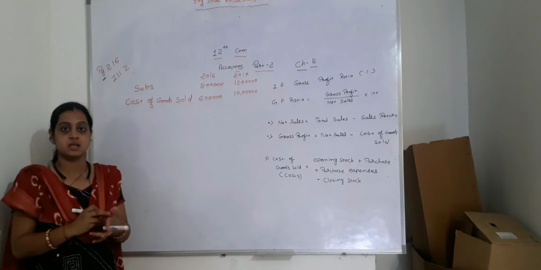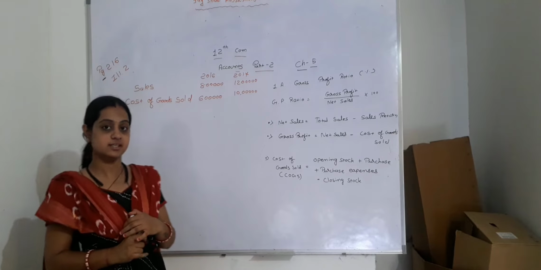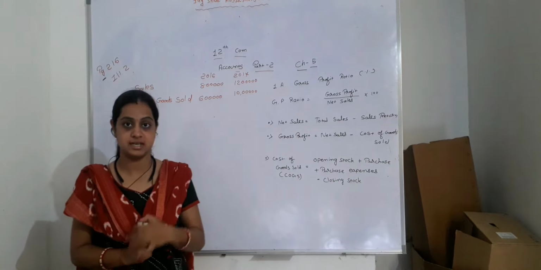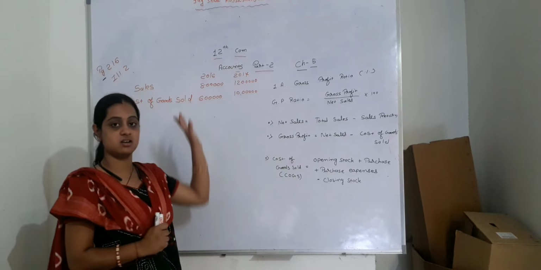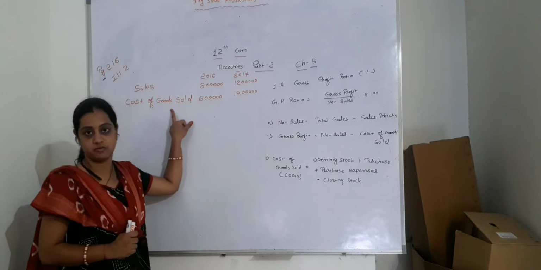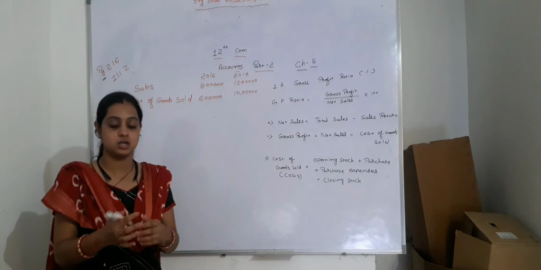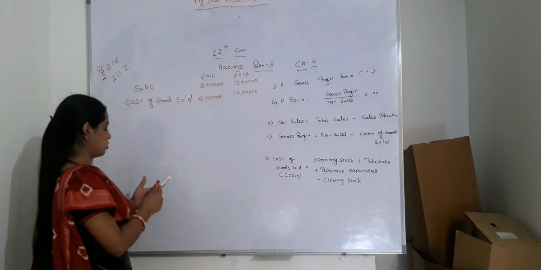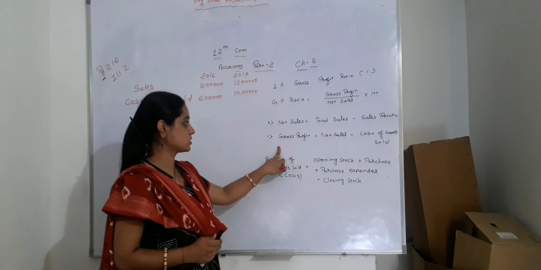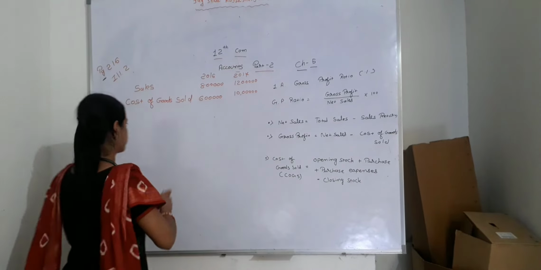See, they have told us to find gross profit ratio, but in this question they have given sales and no sales return is given. That means this sale is our net sales. They have not given gross profit but they have given cost of goods sold. That means we have to find gross profit. So to find gross profit we have to apply this formula: gross profit is equal to net sales minus cost of goods sold.